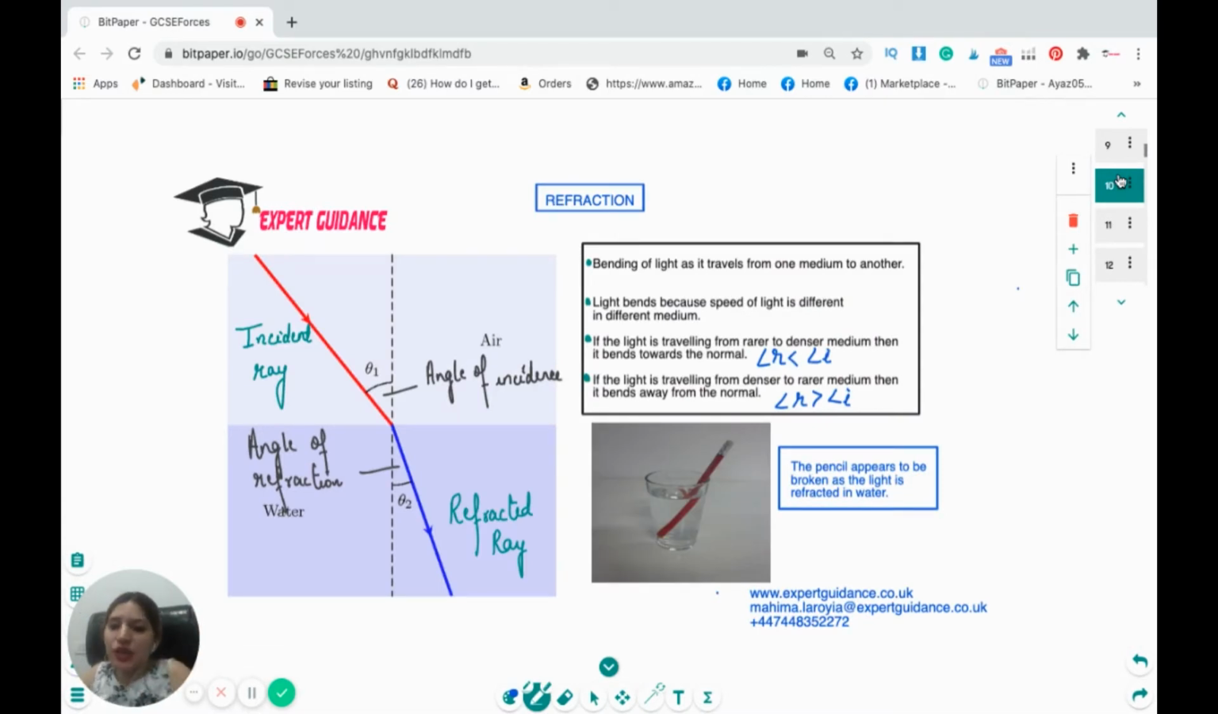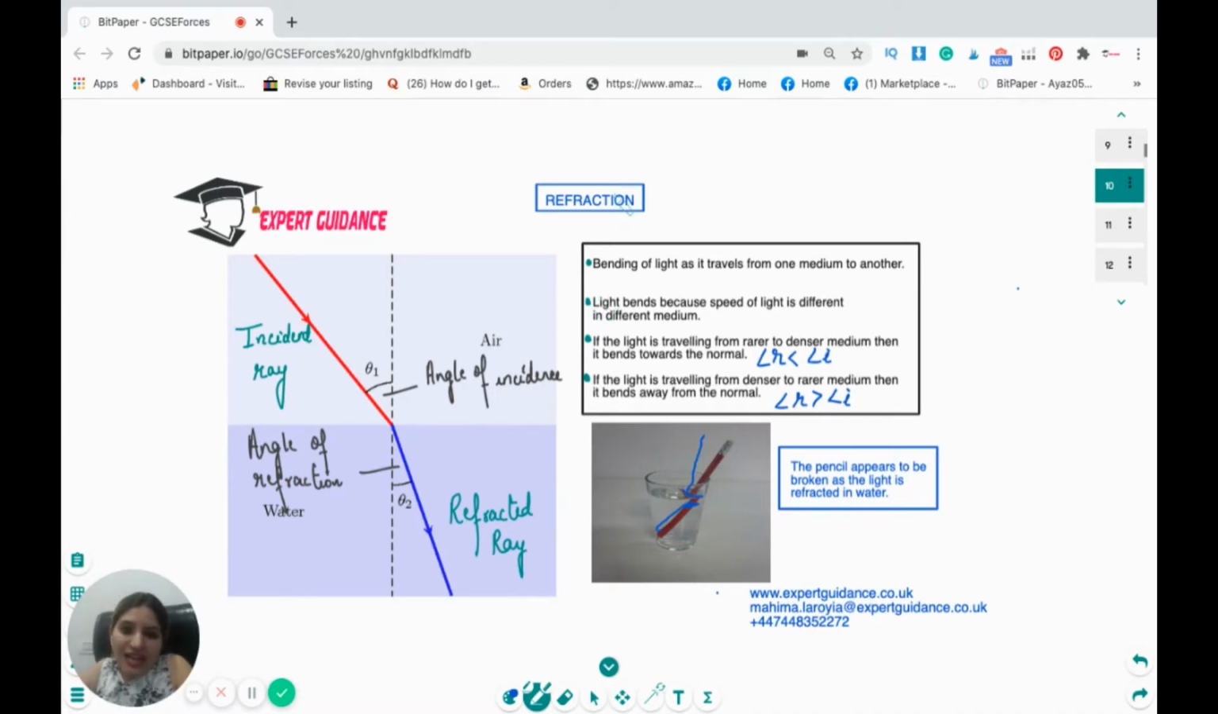Now let's come to the phenomenon of refraction. Let's take an example. Have you seen that if you put a pencil in water, it appears to be broken? Why is that? Because when the light is entering the water from air, the medium is changing and the light is changing direction. As it changes direction, it appears to bend slightly in water. Therefore, this part appears a little bent and it appears to be broken.